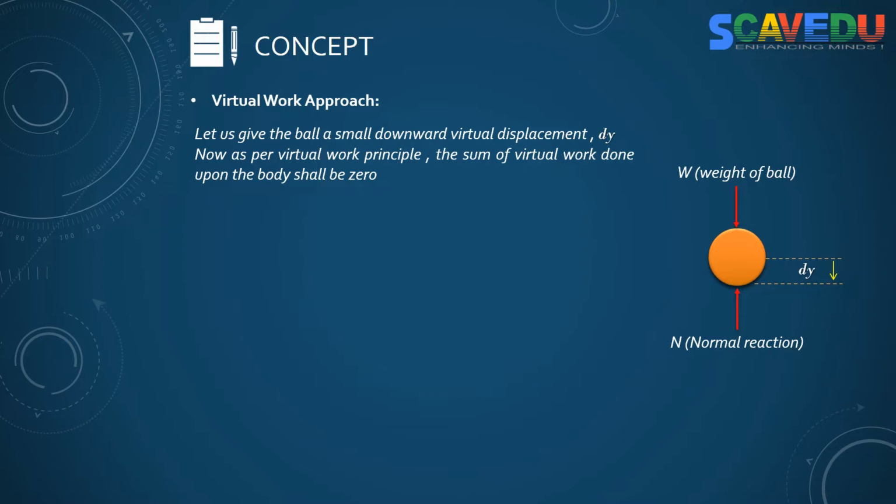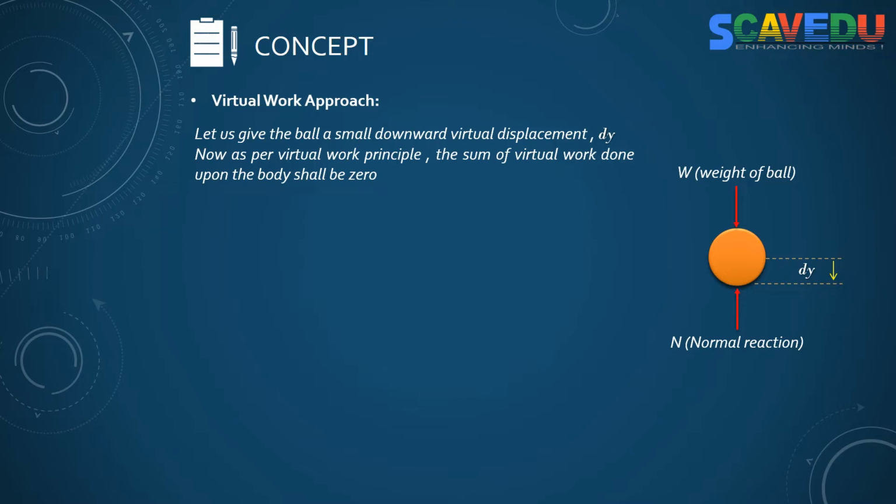Now again, as per the principle of virtual work which I already described, after you give this virtual displacement, the principle states that the total work done by all the forces upon this body, for the small displacement dy or whatever distance you are moving it, the sum of this total work should be 0.